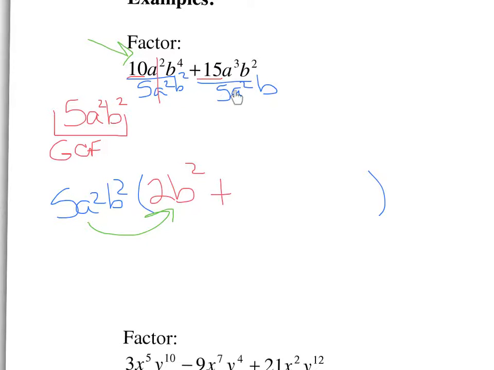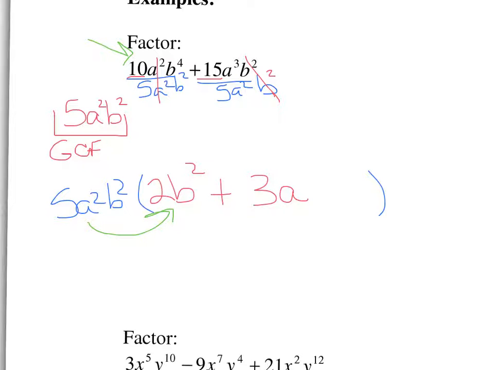So now we're going to do the same thing for the second term. 15 divided by 5 is 3. A cubed divided by a squared, subtract those exponents, gives you an a, just one a left over. And, oh, I'm sorry, that's not right. The b's don't cancel, do they? No, because you have a b squared, and should this be b squared? Yes, this should be b squared. I'm so sorry, they do cancel. So we're left with just 3a for this second term.